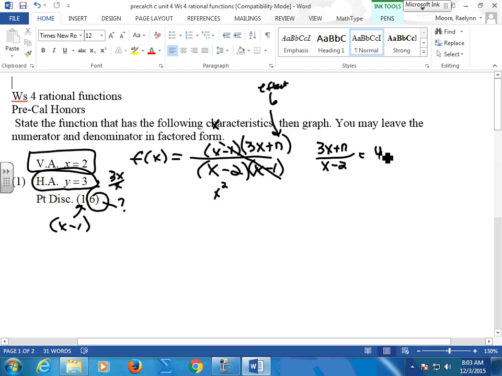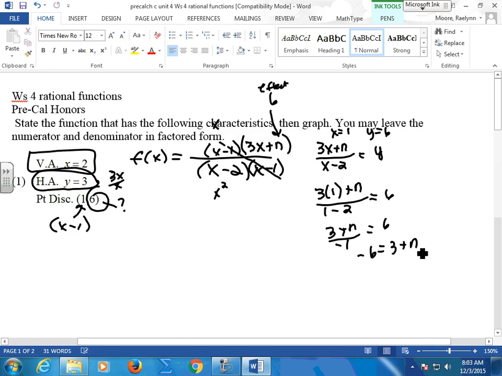If I plug the x of 1 in here, y should equal 6. So I'm going to do 3 times 1 plus n, and I'm going to solve for n. Just cross multiply. 3 plus n over negative 1. And now all you have to do is plug it back into your very original one. So I'm just going to plug it back into this n right here.